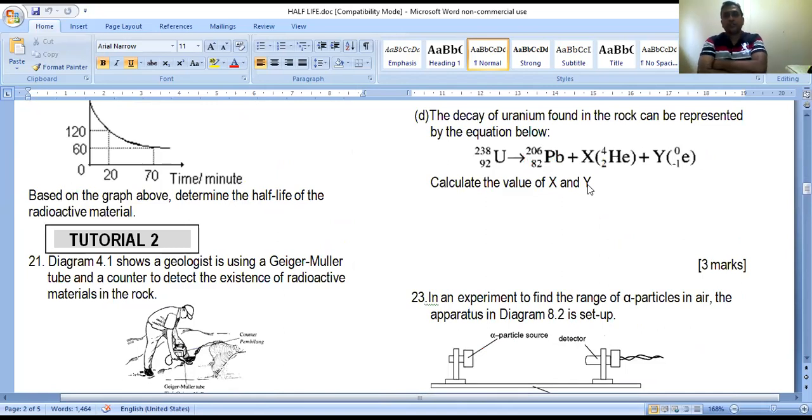Now, the decay of uranium found in the rock can be represented by the equation below. Calculate the value of x and y. We can see here this is 92, this is 82. Okay, we do the top one first. So I need to add another 32. So that means x must be 8.